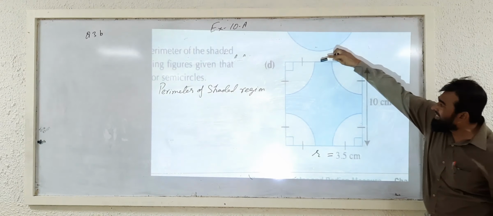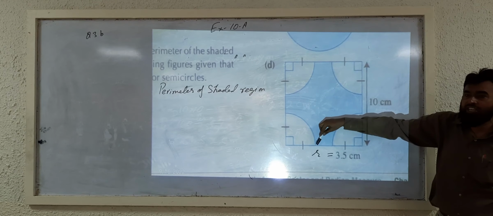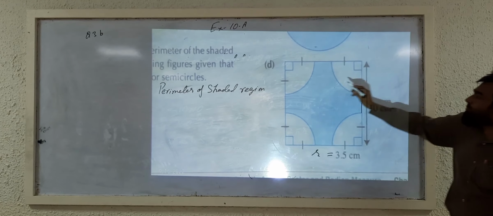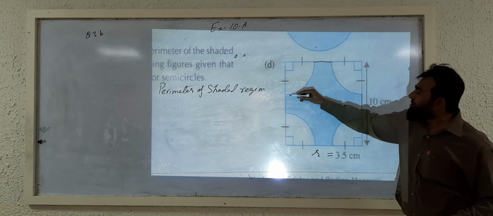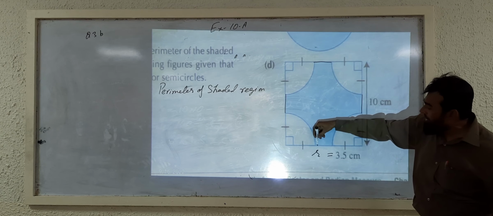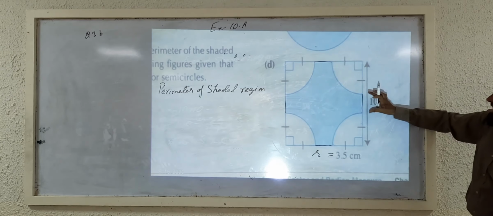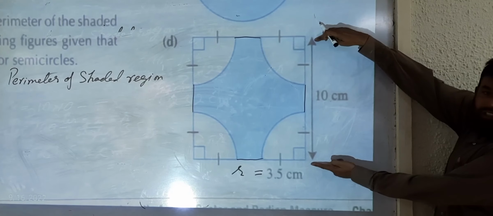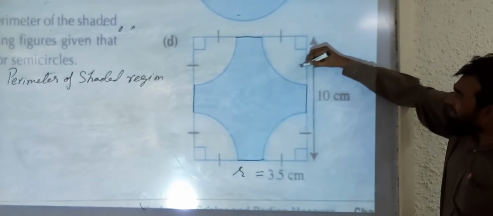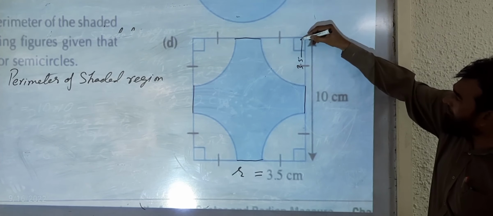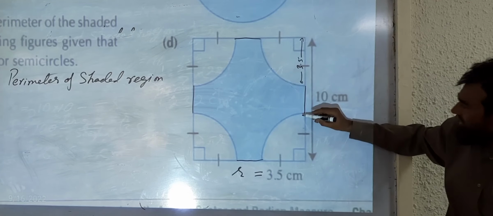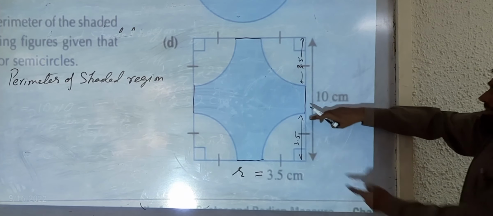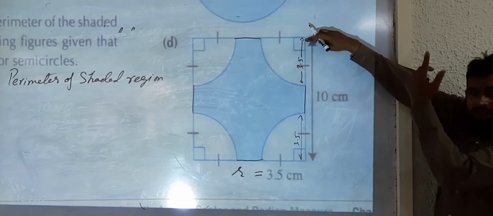Okay? You can see that these 4 arcs are surrounding this shaded region, and these 4 small straight lines are also surrounding this shaded region. What is the length of each short line? 3. How? Because this total is 10. This radius is 3.5. This is also 3.5. 3.5 and 3.5 makes 7.